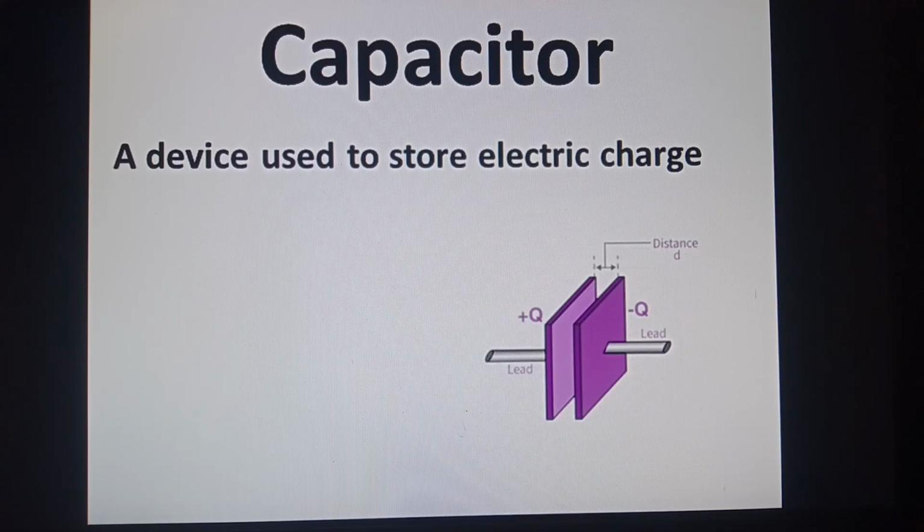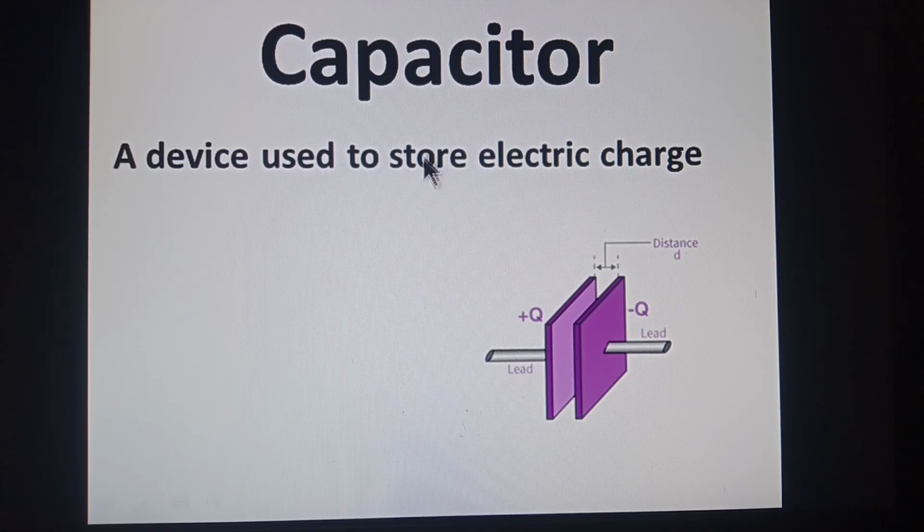Now let us see what is the construction of a capacitor. Look at this diagram. A simple capacitor consists of two metallic parallel plates separated by a small distance between them. The medium between two plates is called dielectric. It is either air or any other insulating material. Remember that the space between two parallel plates of a capacitor should be an insulator, either air or any other insulating material. So it is the construction of simple capacitor.